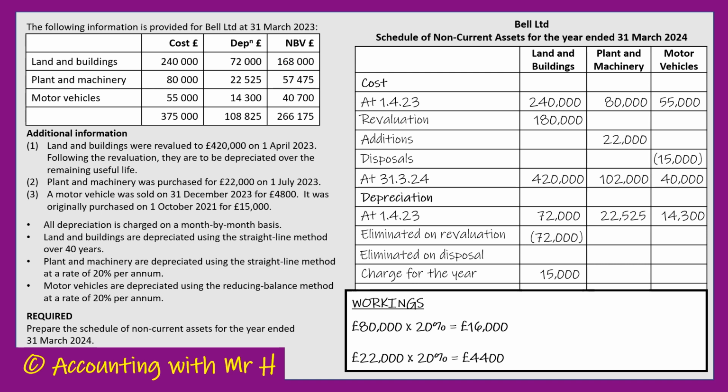So I need to take that 4,400, which is a yearly figure, and find 9 months of it. So divide by 12 months, multiply by 9. So the depreciation that needs to be done on the ones they bought is 3,300. I can now add together the 16,000, which is the depreciation on the 80,000 that they've owned all year, plus the 3,300, which is the depreciation on the ones they've bought during the year, and that gives me a total charge for the year of 19,300, and I can enter it here as the charge for the year.